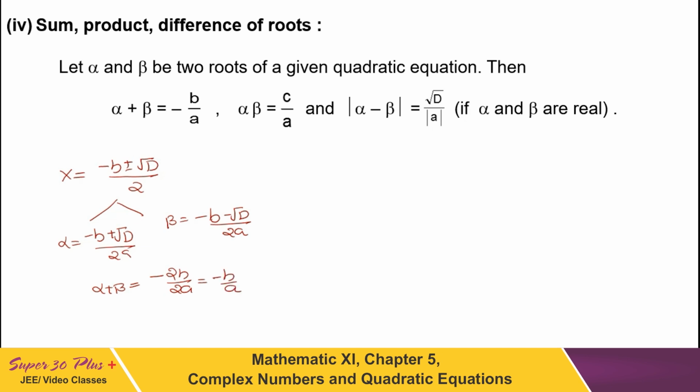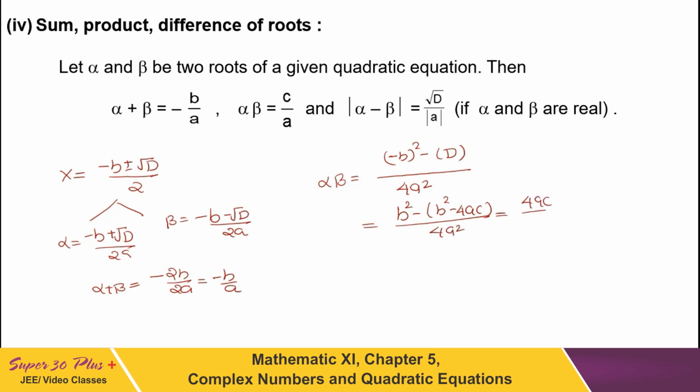What is the value of the product of the roots? It is 4a square in the denominator, and in the numerator is minus b into a plus b, meaning it is b square minus d. What is the value of d? It is b square minus 4ac. So we write b square minus, it is b square minus 4ac upon 4a square. Now simplify it. It is 4ac upon 4a square, and it is equal to c upon a. So the product of the roots is c upon a.